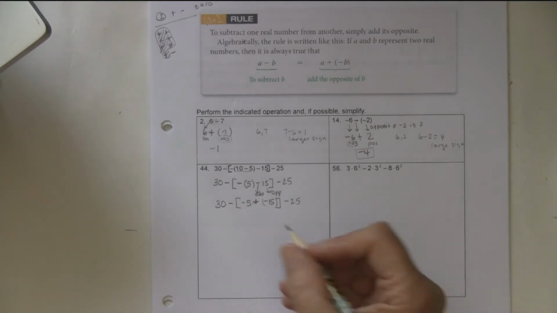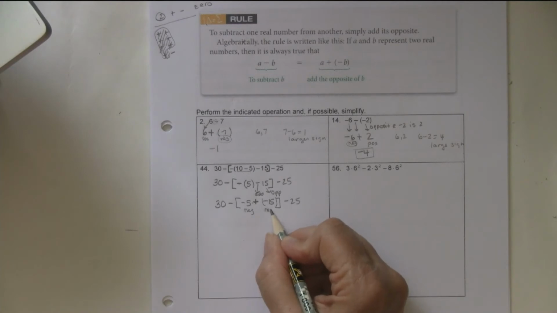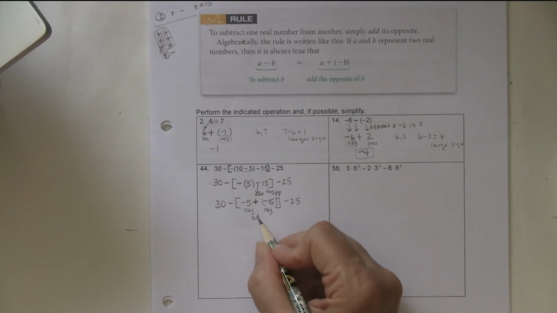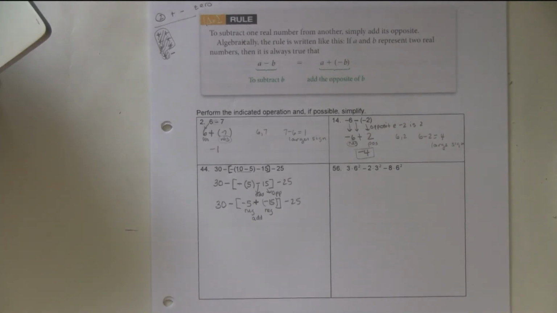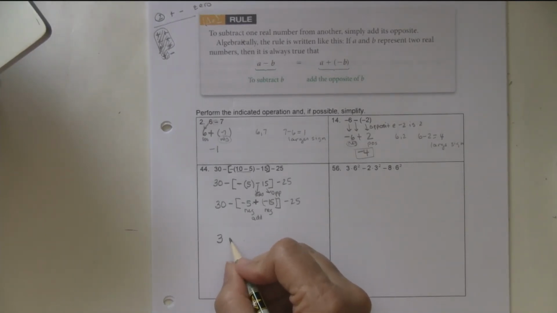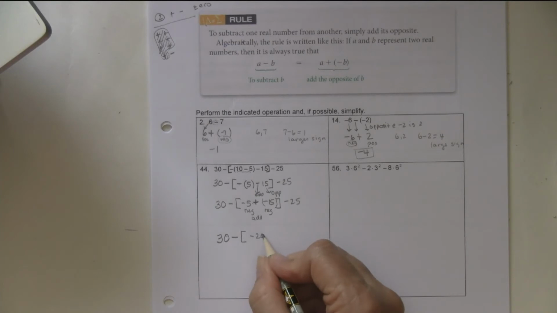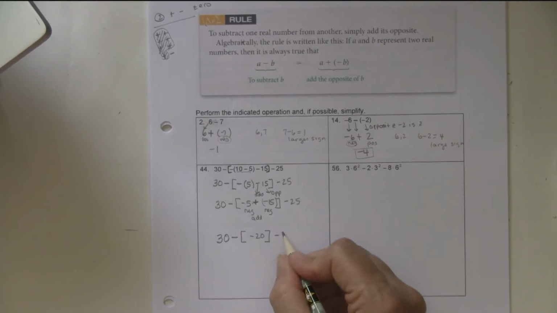Now these are the same sign, because this is negative and this is negative, and I'm adding. Whenever you add and they're both negative, you just add the numbers together, 5 and 15, that's 20, and you take the common sign, negative 20. So I have two debts, right? And I'm pushing my two debts together. So I have 30 minus negative 20, and then minus 25.